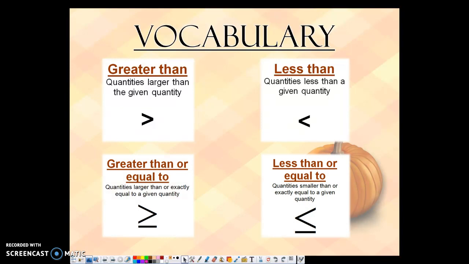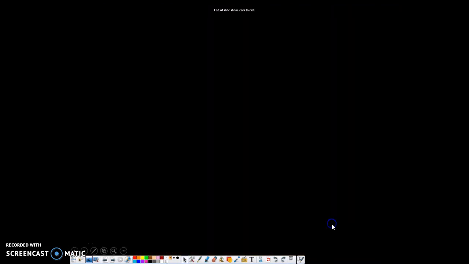Okay, the number on this side is going to be greater than the number on this side. The number on this side will be less than the number on this side. The number on this side will be greater than or equal to the number on this side. And the number on this side will be less than or equal to the number on this side.